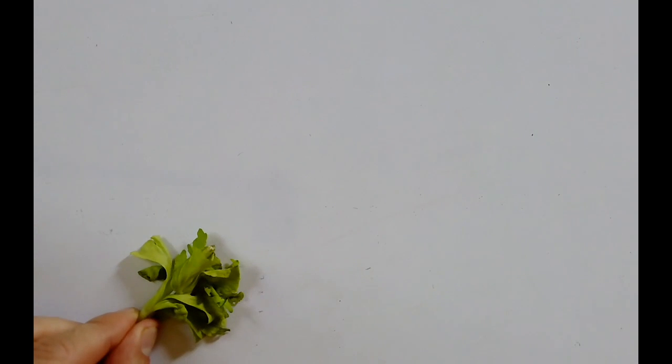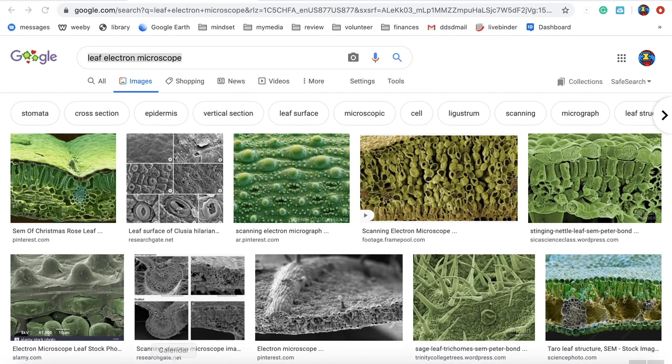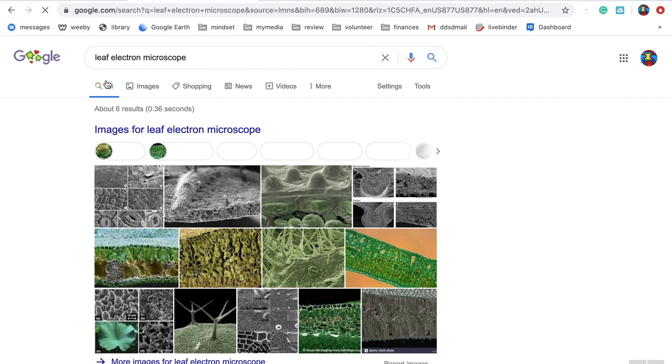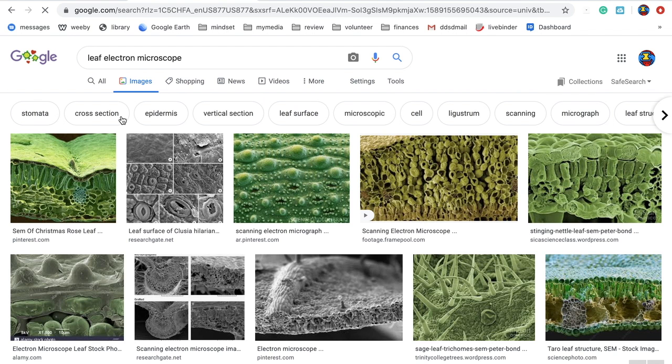Next, I have a leaf. This is a leaf from celery. And let's go online and see what we can find out about leaves and celery. And here we are on the internet. I have gone to Google and searched for leaf electron microscope. So to show you what that looks like, you'll be brought to this, and I want you to click on images. You can also click on images in this menu here.